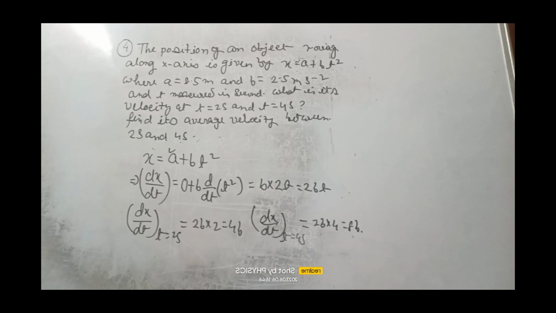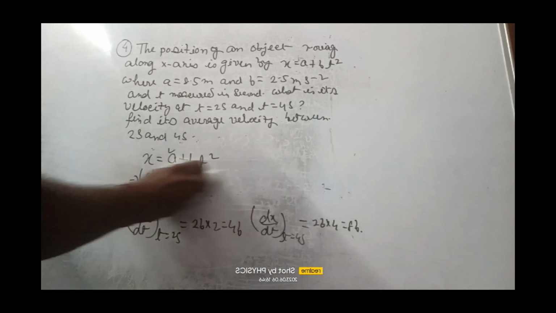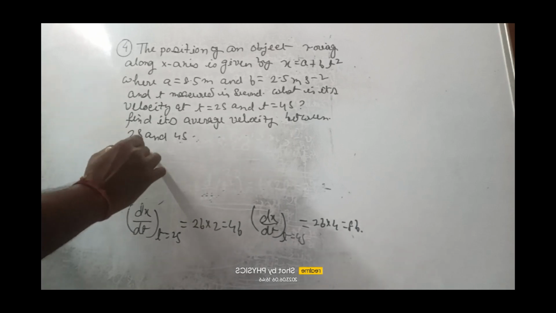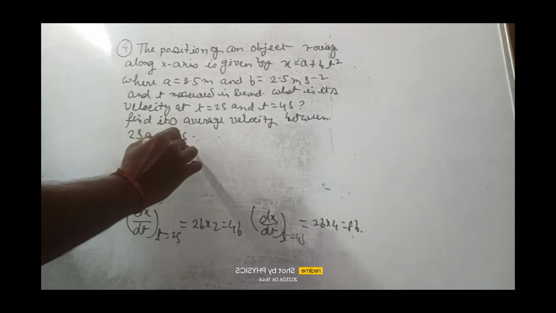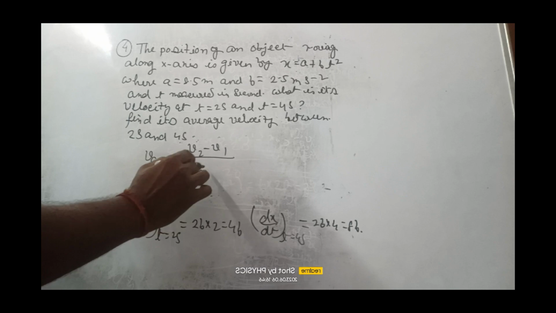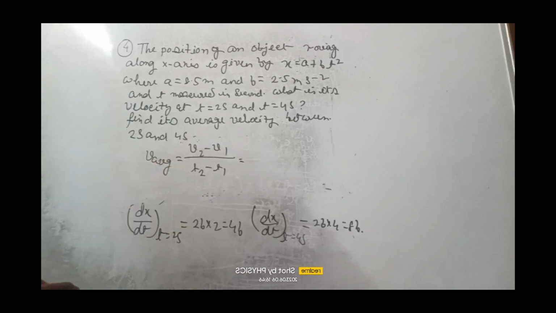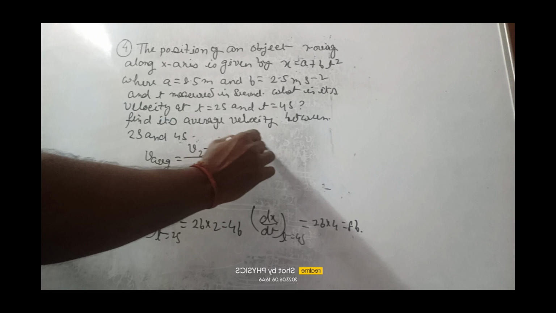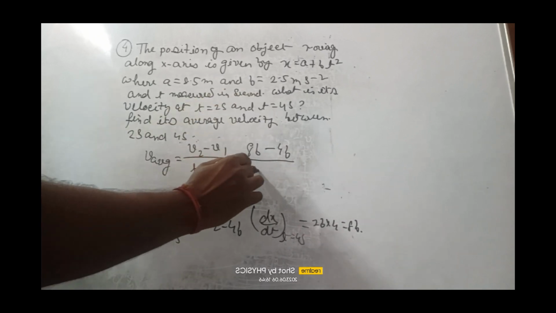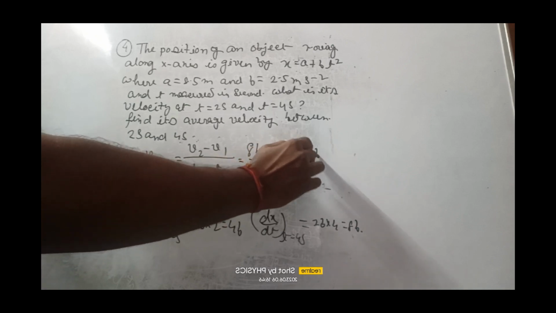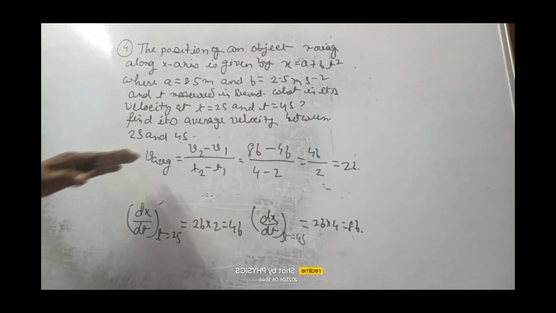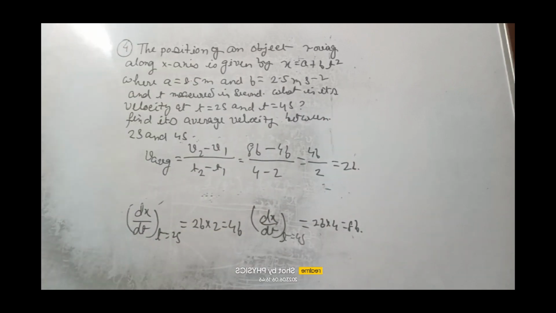Now move to the average velocity. What is average velocity? v avg equals change in velocity, that is v2 minus v1, by time duration taken, t2 minus t1. That is 8b minus 4b by 4 minus 2, that is equal to 4b by 2, that is equal to 2b. 2b is the average velocity. Putting the value of b, we will get the average velocity.